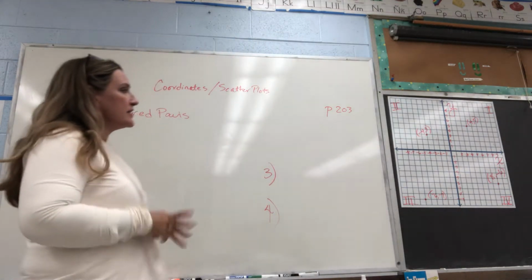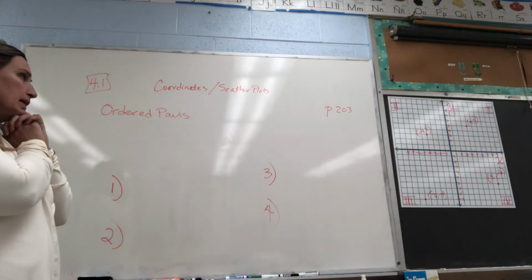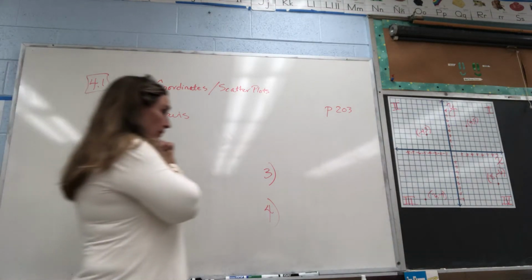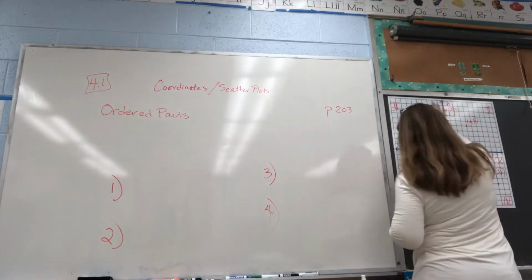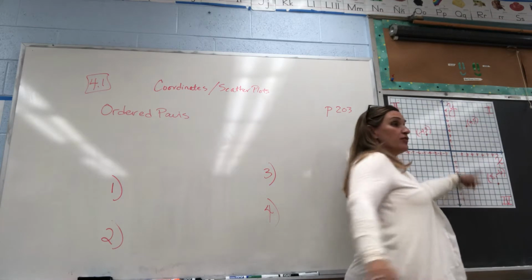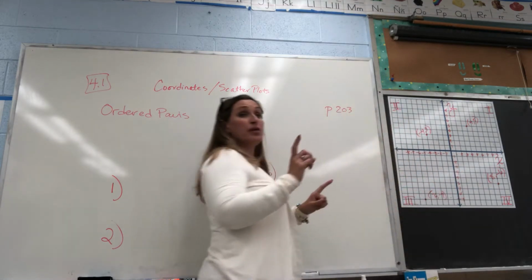So in this system, we have what we call quadrants. This first section is called the first quadrant. Here's the second, here's the third, and here's the fourth quadrant, right? This should all be reviewed.